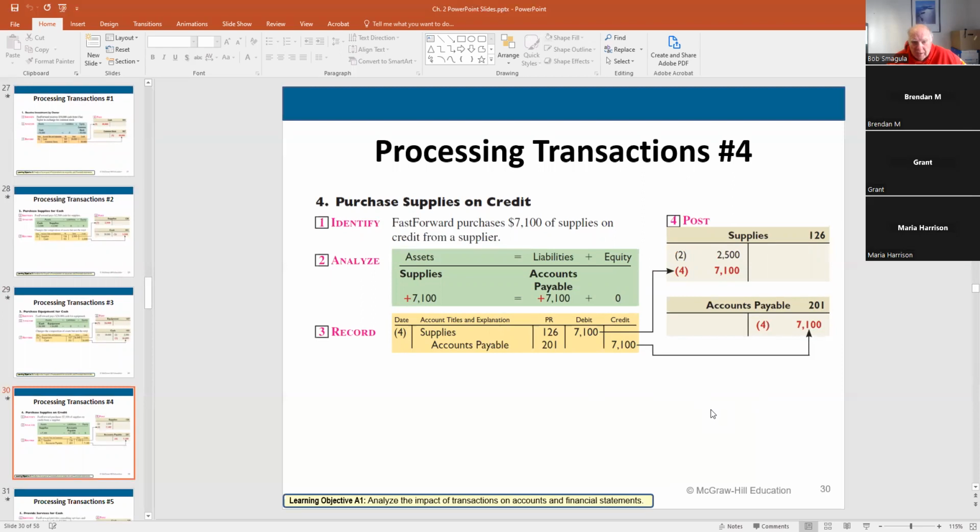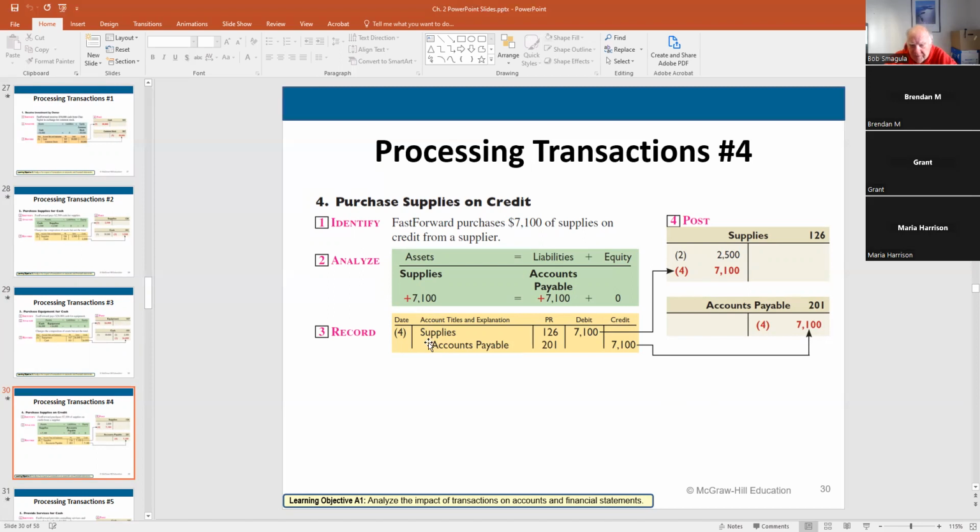We bought supplies on credit. On credit. When you see the word credit in a transaction, it means there's no cash involved. No cash involved. The seller agreed to sell it to us with the agreement on our side, we're going to pay him in 30 days, perhaps. So let's see what happened here. We put this into the equation.